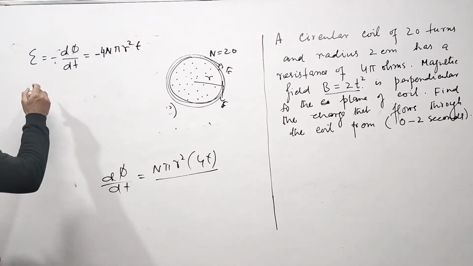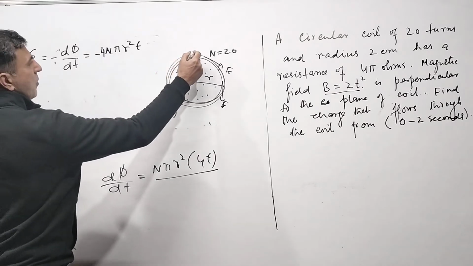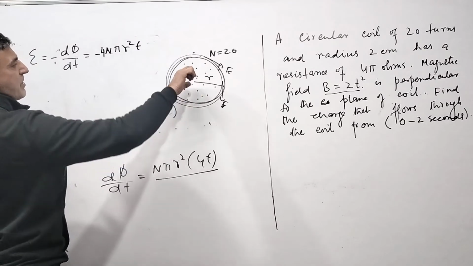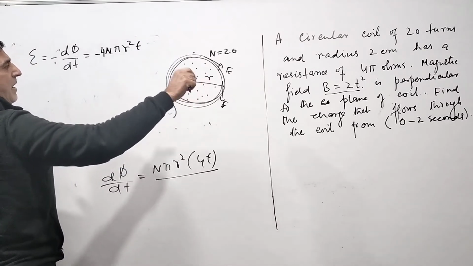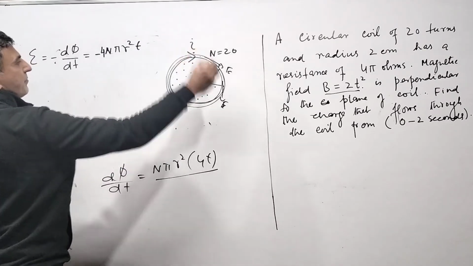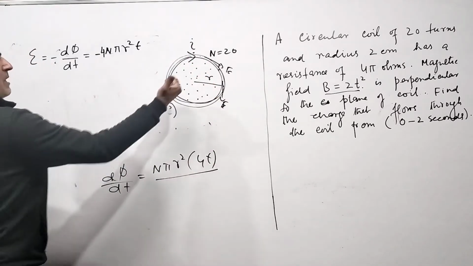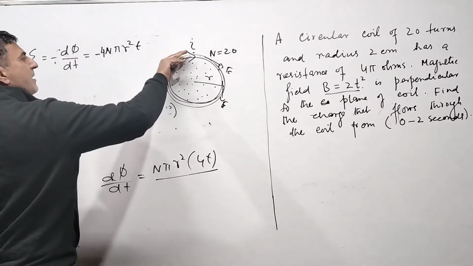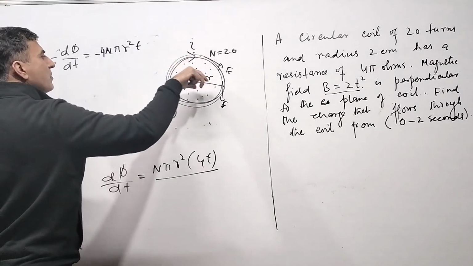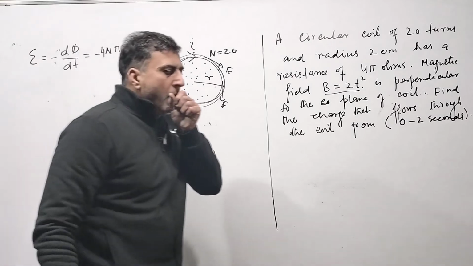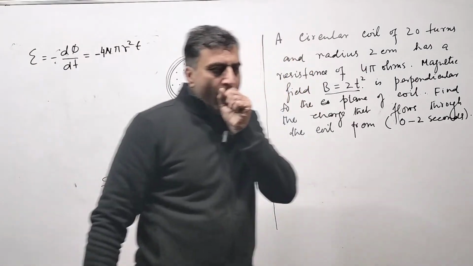Now how much is the current through the coil? The magnetic field increases outwards, and the current should be such that it produces its own magnetic field inwards. Because the outward field increases, the current is such as to oppose the increase in the magnetic field.